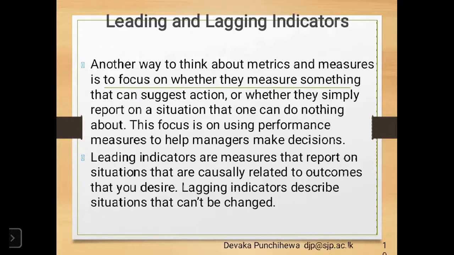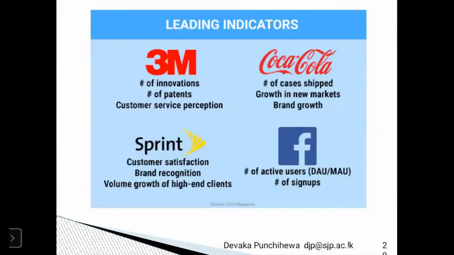As far as these leading indicators are concerned, here we have adapted some examples, right? There are 4 organizations that we have come up with, and the first one is 3M, right? So what are the leading indicators for 3M? Number of innovations. Can you change that? Yes. So we can either reduce or increase the number of innovations of the organization, right?